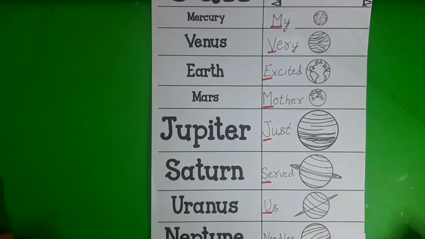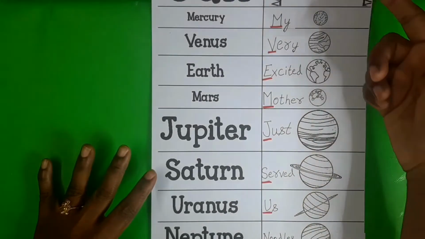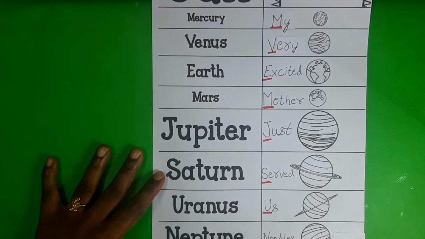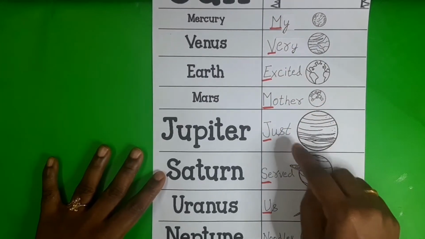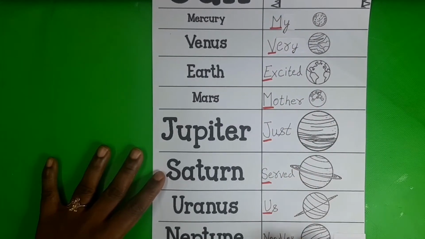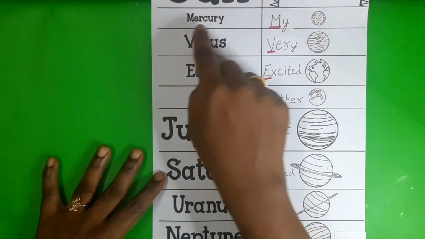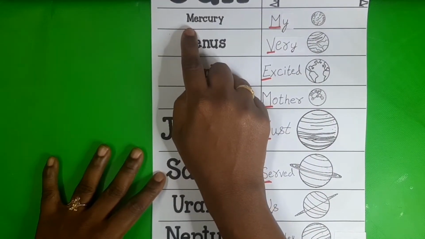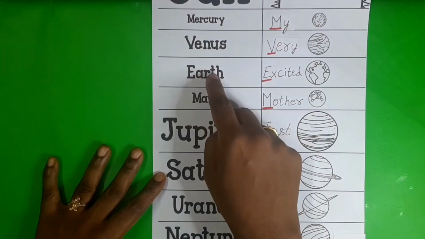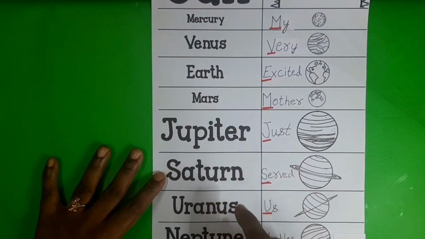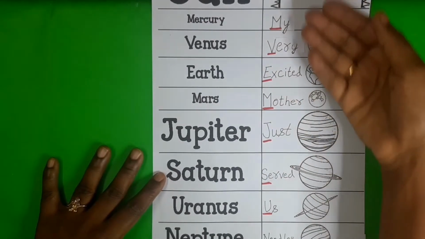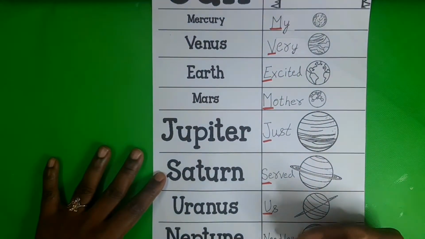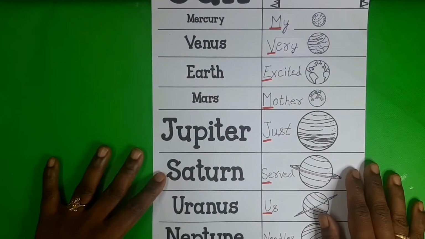This is our second method, like we all have studied in our school: My Very Excited Mother Just Served Us Noodles. The first letters represent the names of the planets, that is Mercury, Venus, Earth, Mars, Jupiter, Saturn, Uranus, Neptune. So when we know this, it automatically comes in sequence. The kids will be able to memorize.